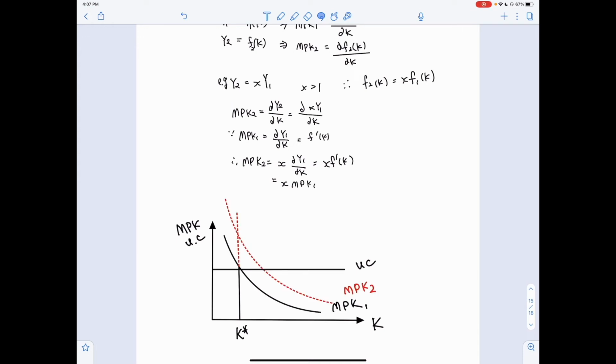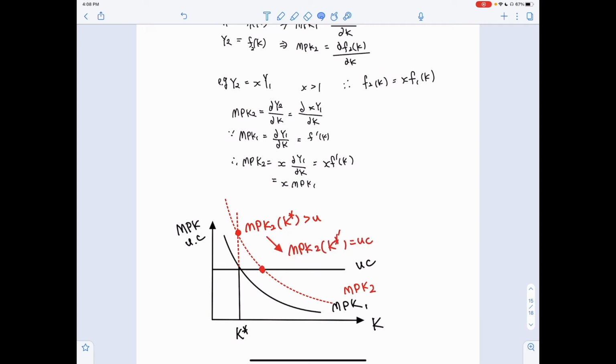Therefore, when we try to find the point that maximizes profit, that is setting the marginal product of capital equal to the user cost. In the old technology, we choose the K such that the marginal product of capital equals the user cost. But with the new technology, at the same level of K, we are going to have a higher marginal product of capital. Therefore, now the marginal product of capital becomes higher than the user cost.